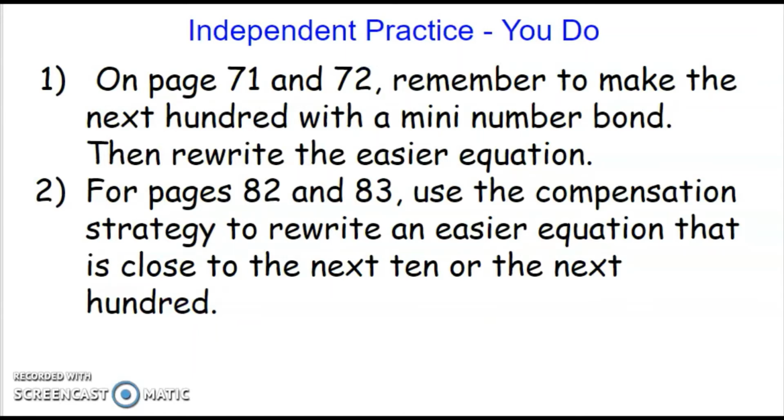As you get ready to move into independent practice and your exit ticket, please keep these 2 things in mind. On page 71 and 72, remember to make the next 100 with a mini number bond, then rewrite the easier equation. I will have done it with you in the teacher model, so if you need to rewatch that, please do. Number 2, for pages 82 and 83, use the compensation strategy to rewrite an easier equation that is close to the next 10 or to the next 100. And bars will help you, so do the bars or tape diagram like I did. It will help you. Good luck, my friends.